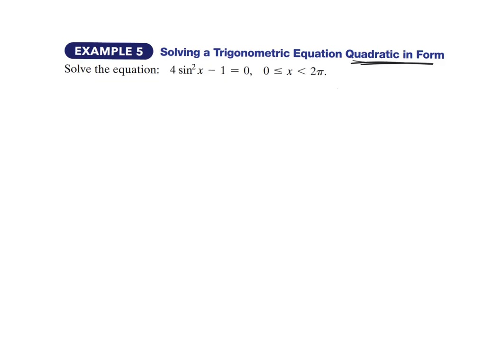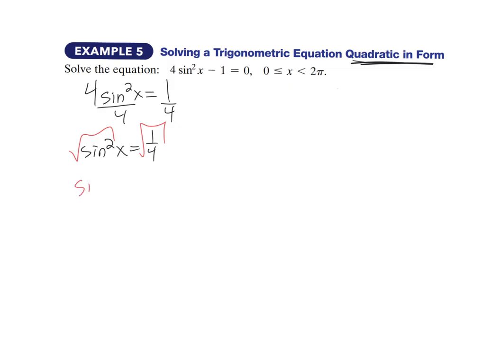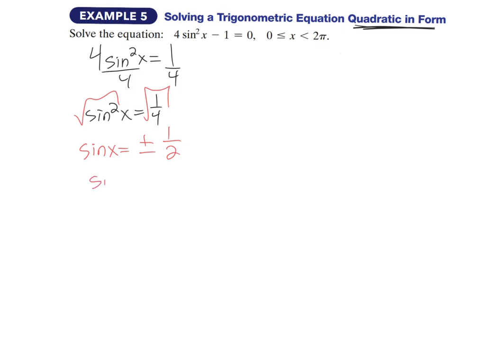So this is kind of like the last one, but we don't actually have to factor this one. So I've got 4 sine squared of x equals 1. So we'll divide by 4, so we get sine squared of x equals 1/4. Now we'll square root both sides. So sine of x equals plus or minus 1/2. So we want to know when sine of x equals positive 1/2 and when sine of x equals negative 1/2.